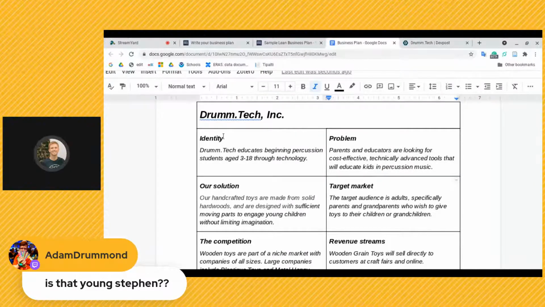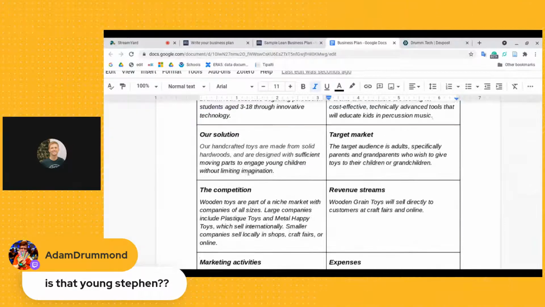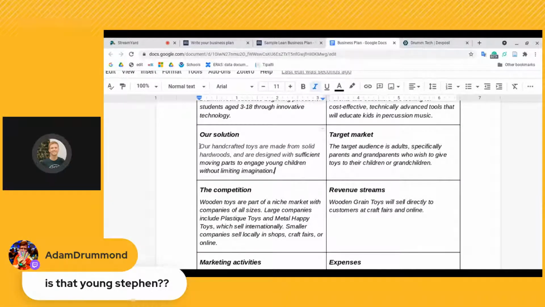So now I've identified the identity, or more like a company description, maybe through innovative technology. And a problem, which is that parents and educators are looking for cost-effective, technically advanced tools that will educate kids in percussion music. And our solution is not going to be about any handcrafted toys. Remember, here we're talking about a good or a service.